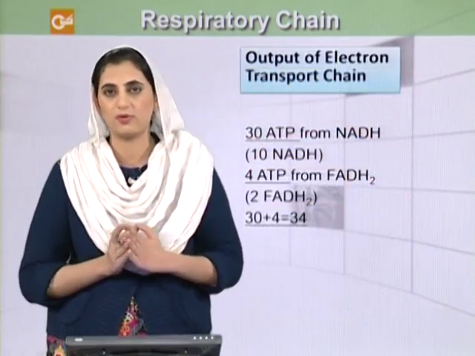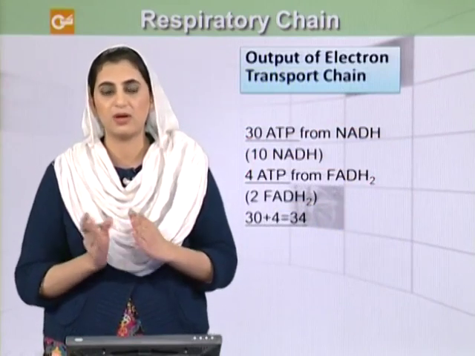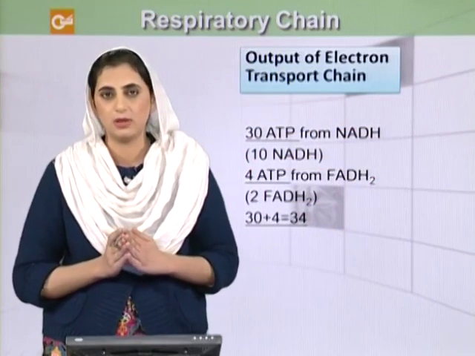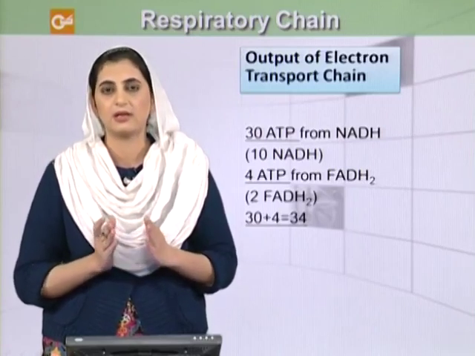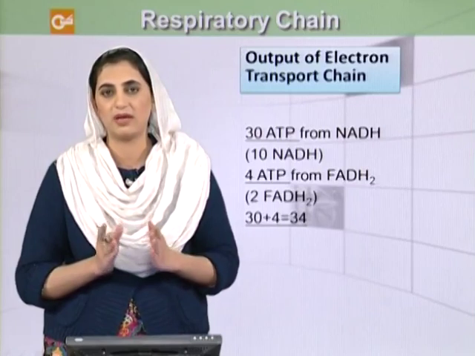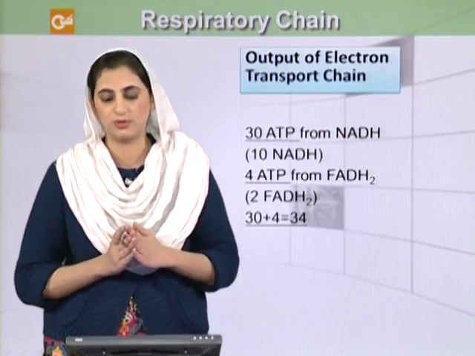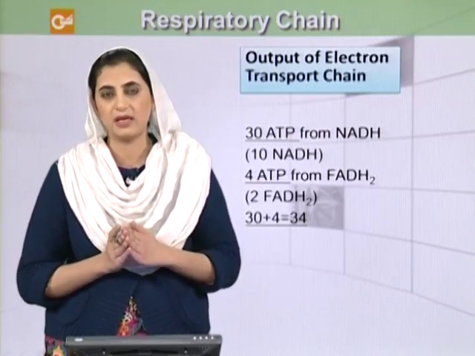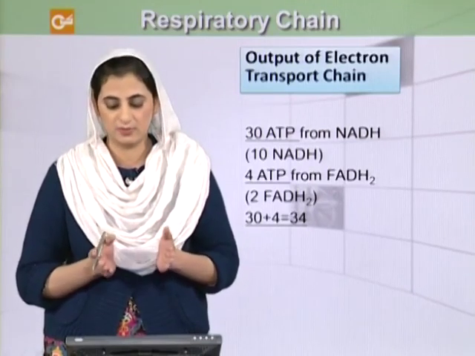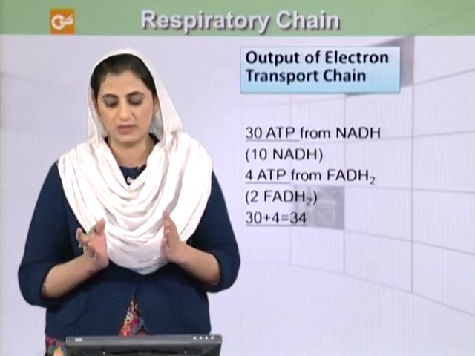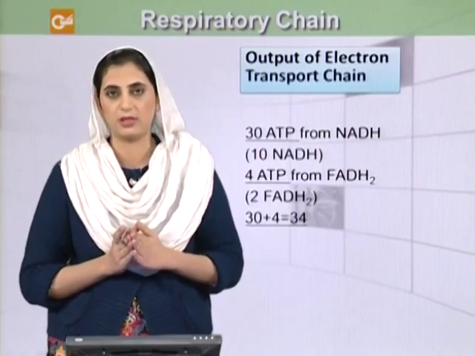Now we will discuss the output of the electron transport chain. One NADH molecule can activate 3 pumps to yield ATP, so 3 ATP molecules are released from one NADH, and 2 pumps are activated by one FADH2 molecule, so 2 ATPs are formed from one FADH2. As we had 10 NADH, it will result in the formation of 30 ATP molecules, and as we have 2 FADH2 molecules, it will result in the formation of 4 ATP. So the net gain is 34 ATP molecules.